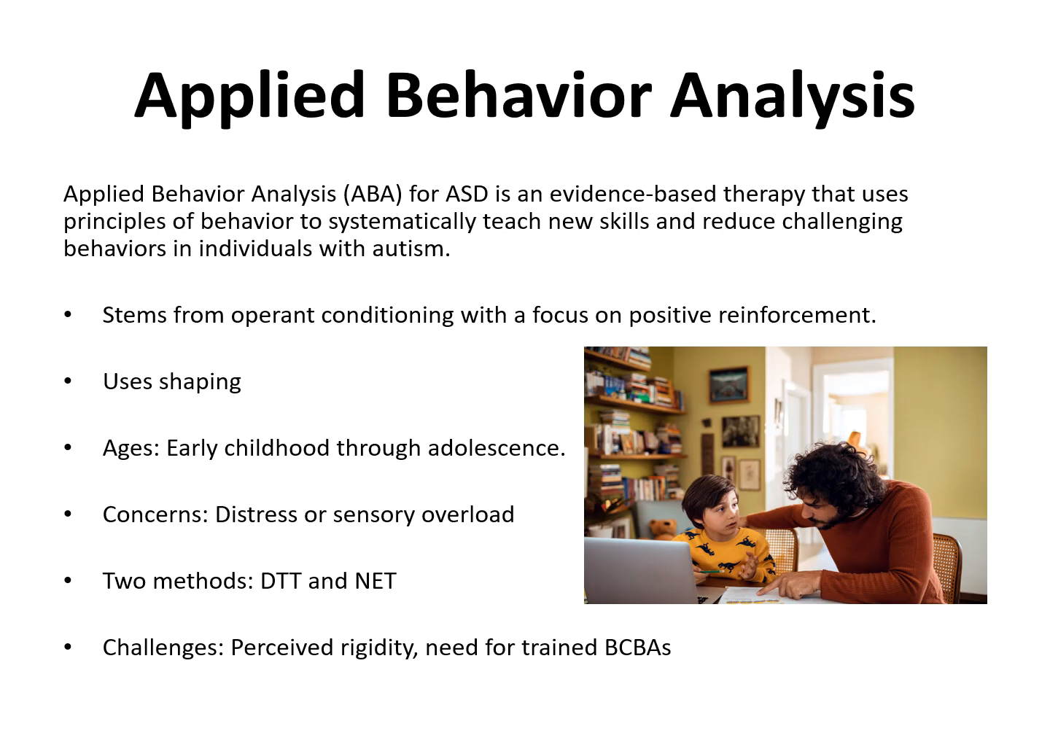Up first, we have probably what many people would consider to be one of the gold standard treatments for autism spectrum disorder, and also probably one of the most widely used interventions, and that's applied behavior analysis, or ABA for short. This is an evidence-based therapy that uses principles of behavior to systematically teach new skills and reduce challenging behaviors in individuals with autism. It really comes from operant conditioning.